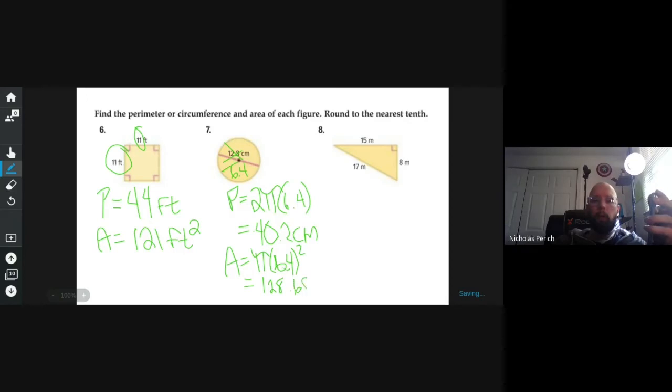Yeah, Lily has it. Where did I say to round it to? The nearest tenth? 128.7 then. Centimeters squared because it's area.